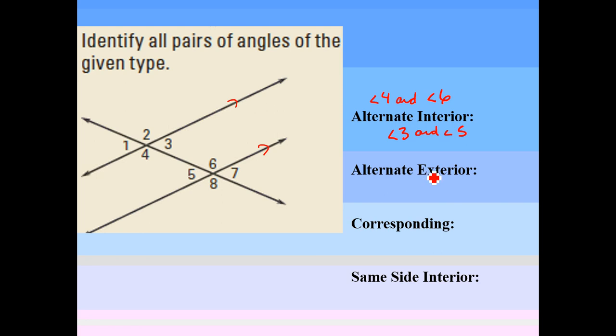Alternate exterior. They're going to be on opposite sides of the transversal, but they have to be on the outside. So we have 7 and 8, 1 and 2. So angle 1, the other side of the transversal from angle 1 would be angle 6. And then 5, excuse me, let me fix that because they have to be exterior angles. So that would be angle 7. And then angle 2 and angle 8.